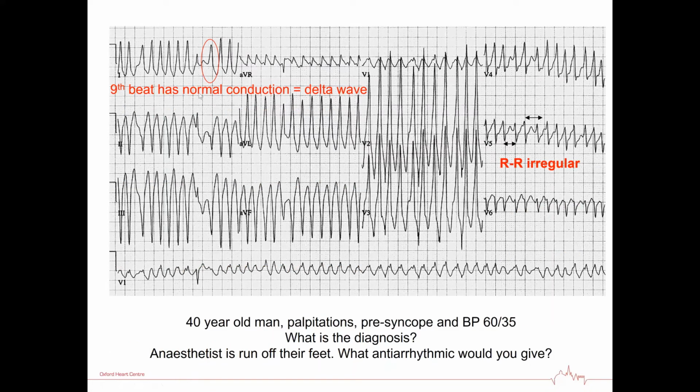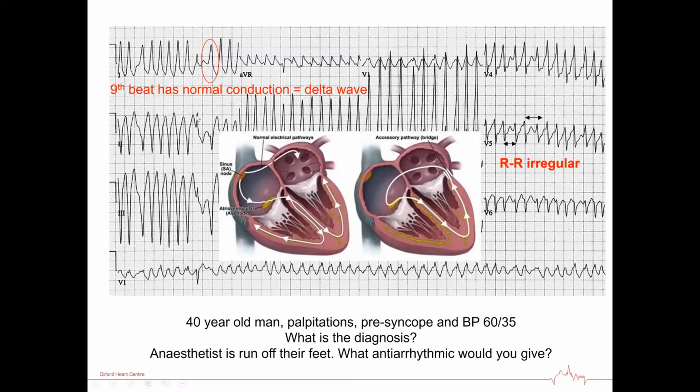Here it's irregular. So this is AF with pre-excitation. Just to illustrate what that is, if you remember in our first slide, we looked at the SA node, the AV node, the Purkinje fibres, the bundle of His. This is an accessory pathway, and it can go either way. If the pathway conducts slowly, that's great. If the pathway conducts fast in AF, you've got an ECG looking like the one we just looked at.